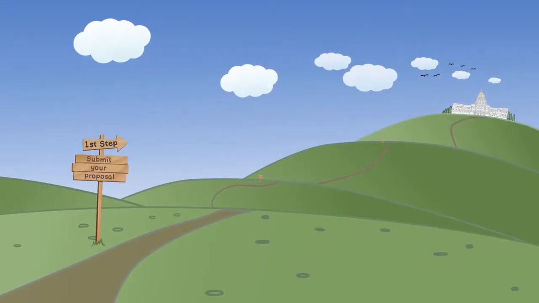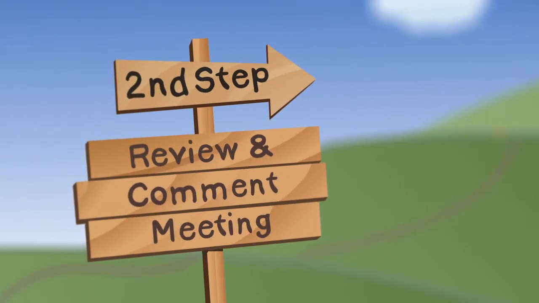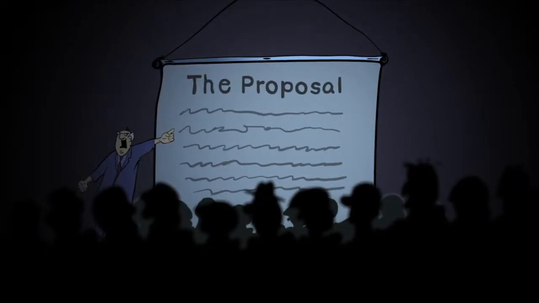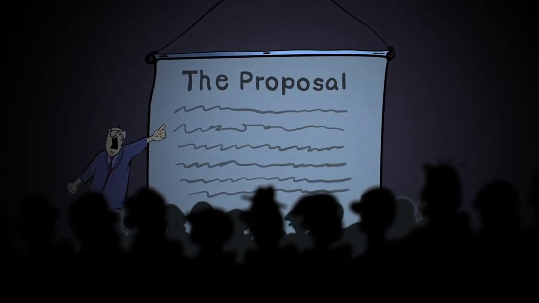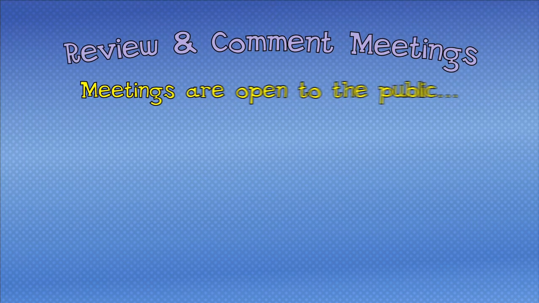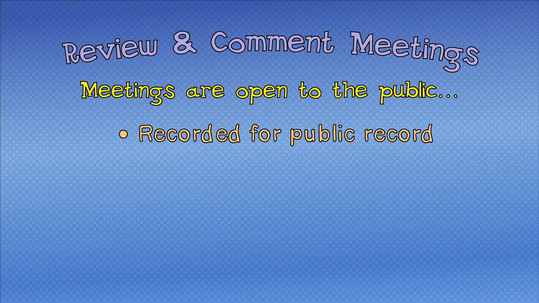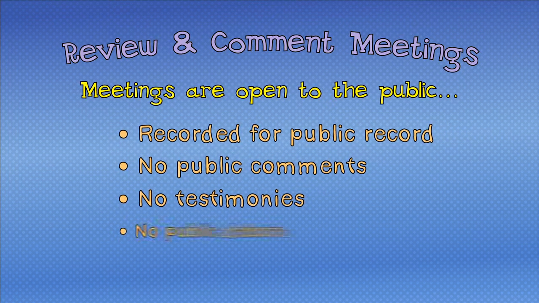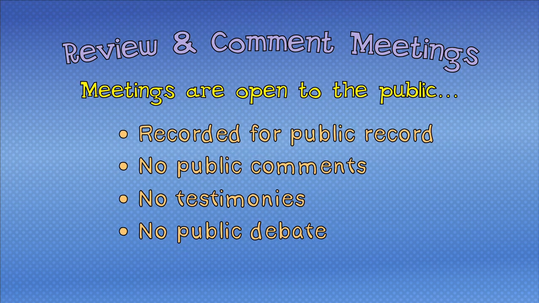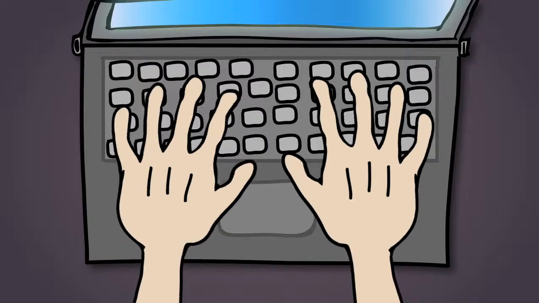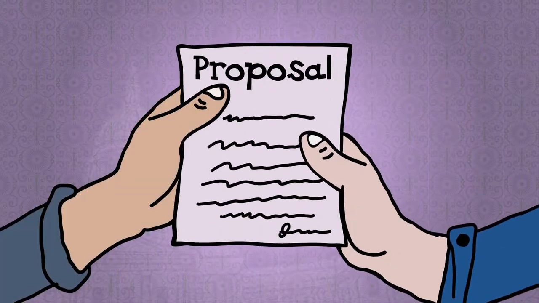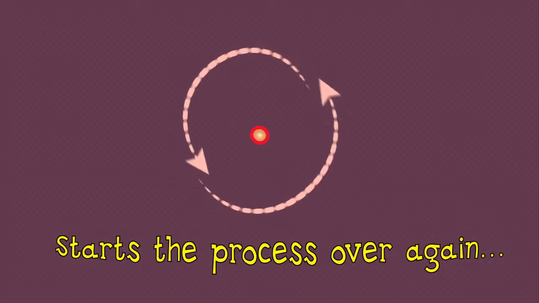The review and comment meeting is the second step in getting your initiative on the statewide ballot. This meeting gives you and your supporters a chance to review the proposal to make sure it's worded accurately to accomplish your goals. The meeting is open to the public and recorded for public record, but no public comments, testimony, or public debate will take place at this time. After the review and comment meeting, you might feel the need to make some adjustments to your proposal. Submitting a revised proposal is common and will start the process over again.